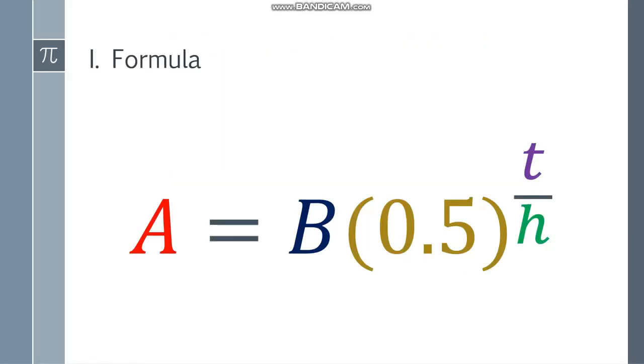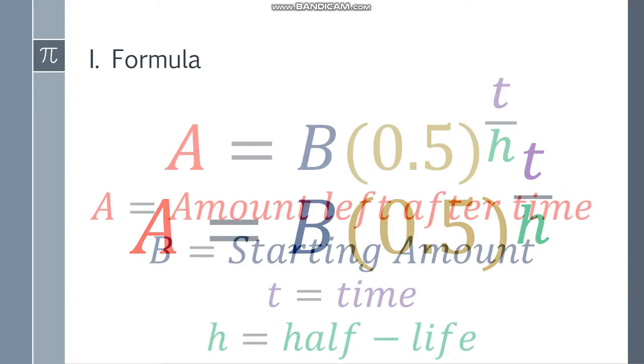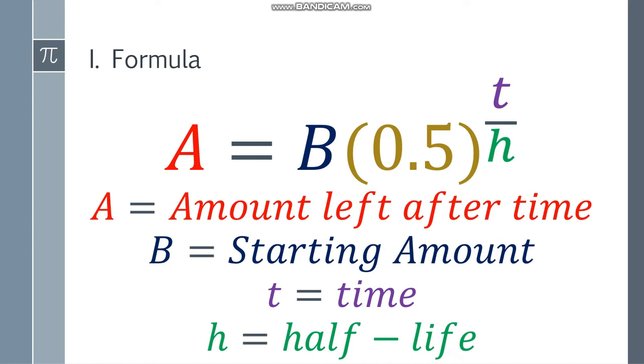We have A is equal to B times the quantity 0.5 to the T over H. So this fraction over here, T over H, is an exponent of 0.5. Now let's find out what the variables are. A is equal to the amount left after time, B will be the starting amount, T will be the time, and H will be the half-life.